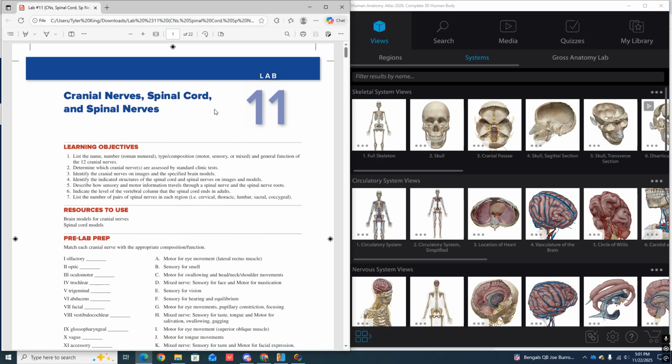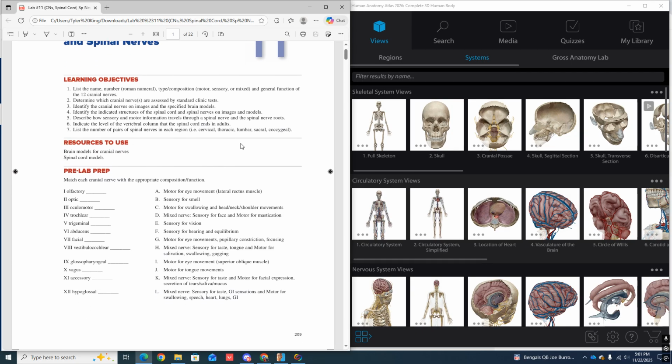Identify the indicated structures of the spinal cord and the spinal nerves on the images and models. Describe how sensory and motor information travels through a spinal nerve and the spinal nerve roots. Indicate the level of the vertebral column that the spinal cord ends in adults. And lastly, list the number of pairs of spinal nerves in each region: cervical, thoracic, lumbar, sacrococcygeal. All right, which we'll go over. Very, very easy.